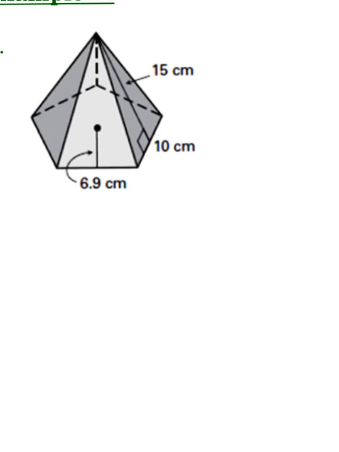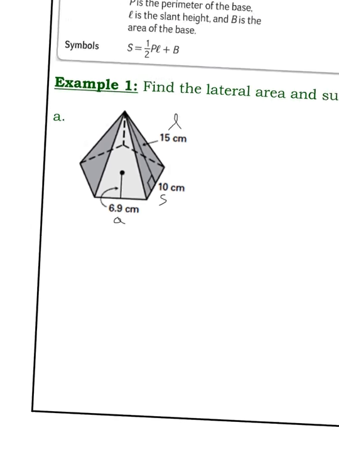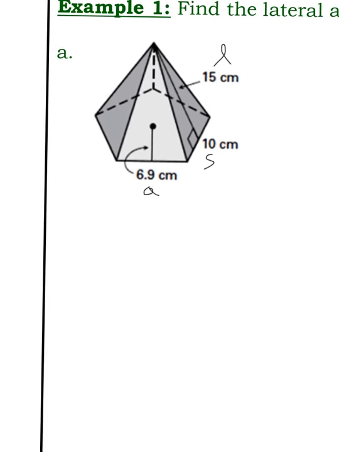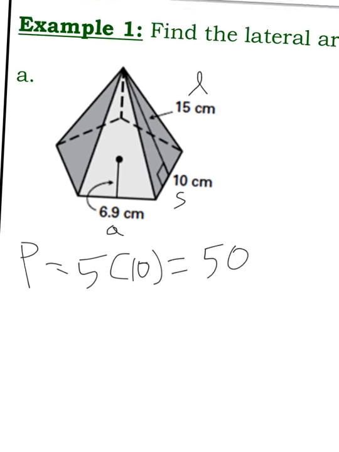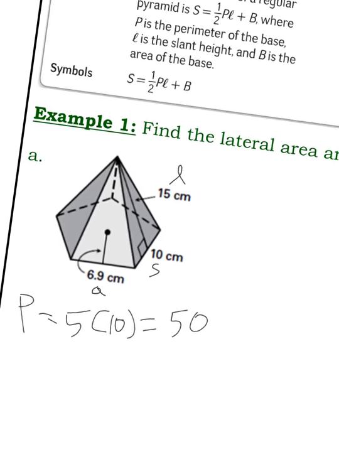But for starters, let's see what I'm given here. I'm given 6.9, that's my apothem. I'm given 10, that's a side length. And then 15, that's your slant height, that's the cursive L. Okay, so let's start with getting the perimeter. That's pretty easy to do. Well, we have a pentagon here, so that's 5 sides of 10, and so you have a perimeter of 50.